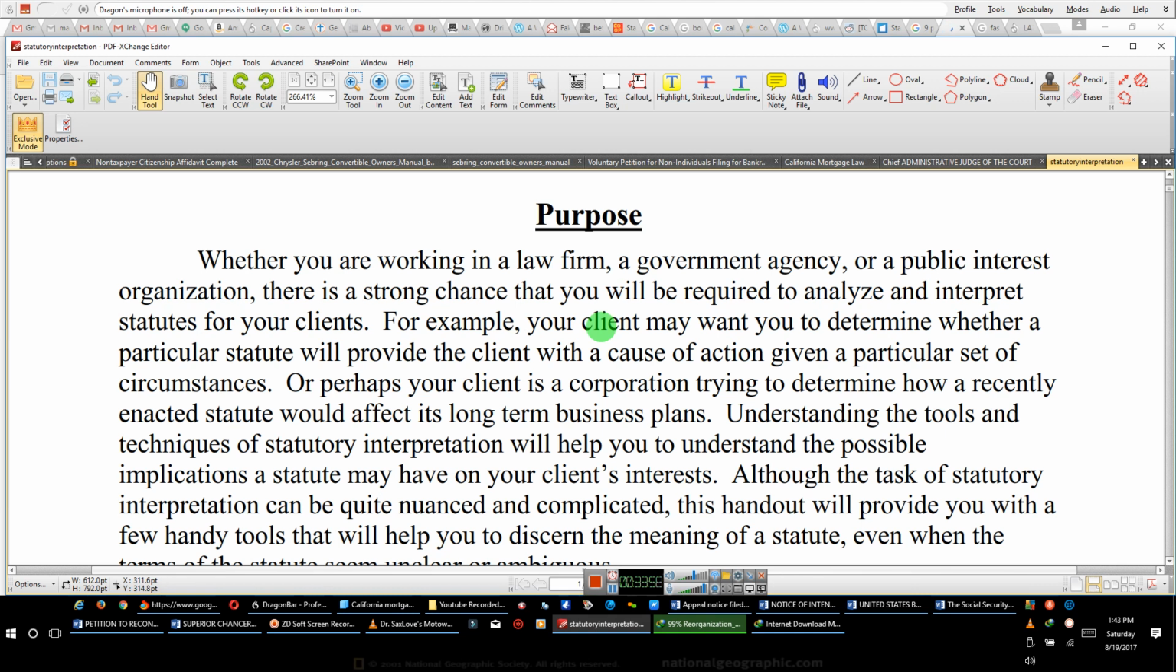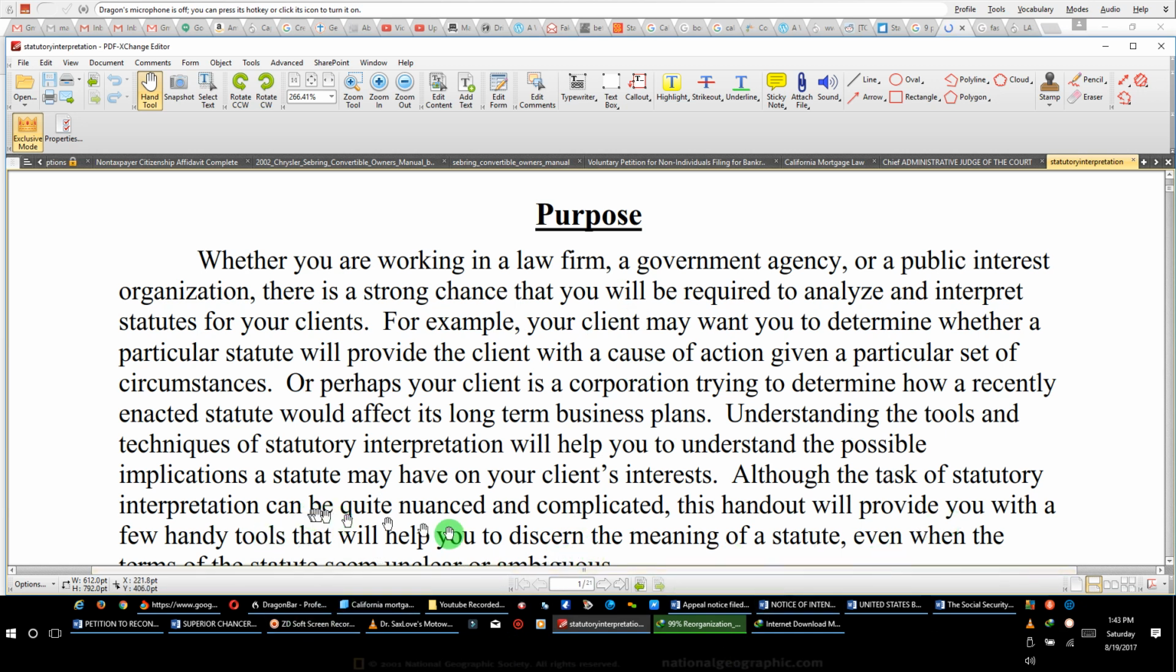Although the task of statutory interpretation can be quite nuanced and complicated. Like that word. Did you just see how they put the word nuanced and complicated in the same fashion, thinking that the word nuanced is not a legalese term? Anyway, this handout, oh God, it's a handout? I didn't ask for no handouts. I'm not poor. I can afford. I ain't destitute. Anyway, 21 pages.